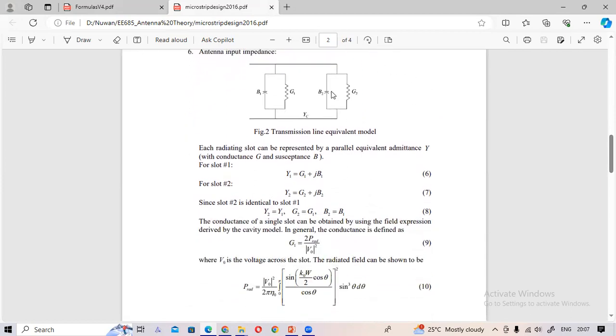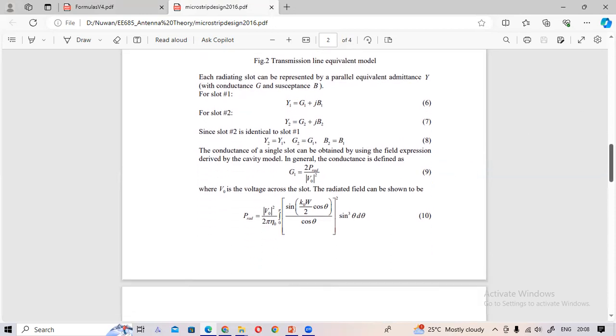So there are 4 volts now. Out of the 4 volts, only 2 volts are radiated. So that means 2 slots are considered as transmitting slots, radiating slots. Slot 1 and slot 2 are identical. Using this, you can calculate the conductance of the antenna. For that, you have to calculate the total radiated power.